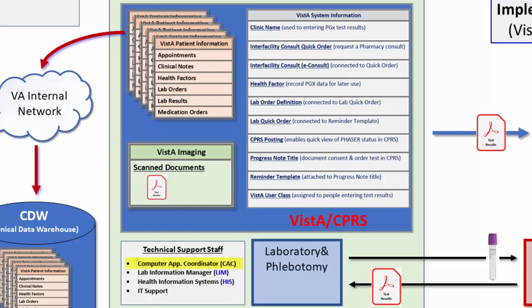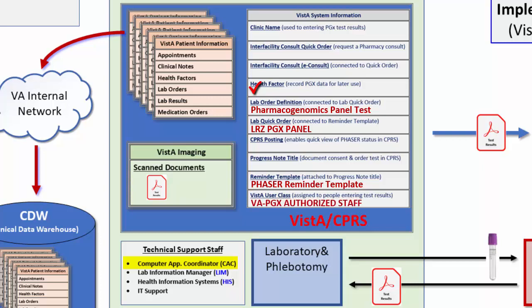Things begin when the CAC downloads and installs a copy of the VA PHASER reminder template. Next, the Lab Information Manager defines the PHASER lab order. Except where noted, the rest of the tasks we'll discuss are performed by the CAC. The CAC defines a lab quick order. This is a form of the PHASER lab test that is pre-configured for the outpatient environment. It makes ordering easier. The quick order is then connected to the PHASER reminder template.